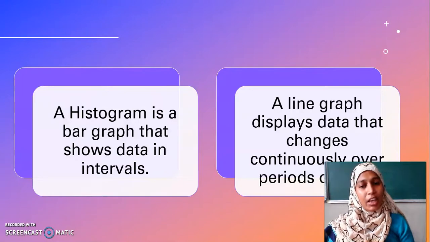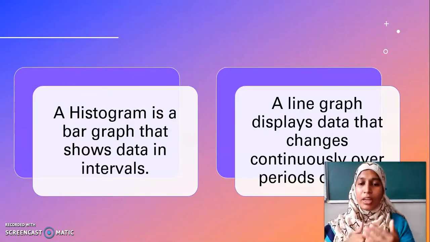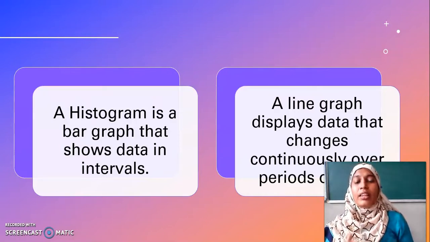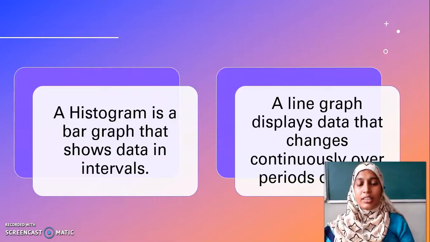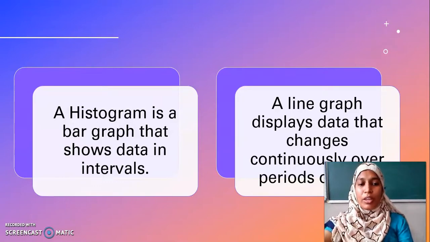Yes, children, we can have, but it will overlap each other and it will not be clear. To make it clear, we will go in for a frequency polygon that you will learn in higher classes. It is something like an extension of histogram. Okay, children. For the time being, you will not be doing that.